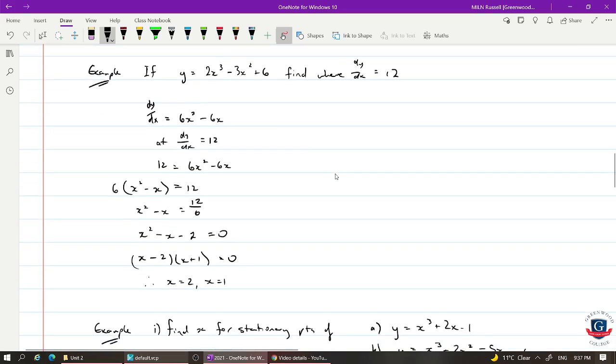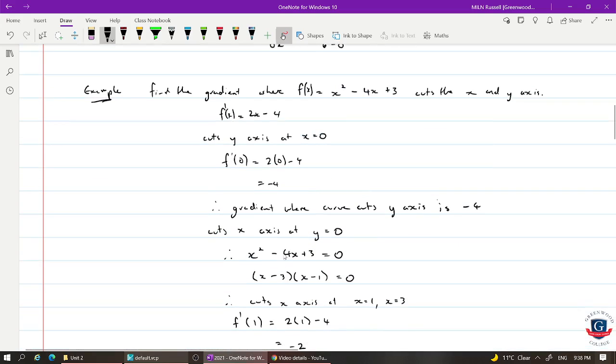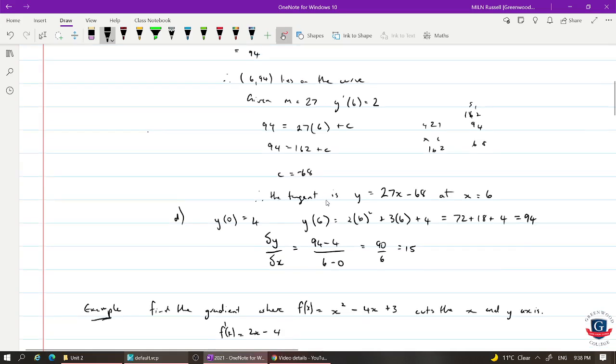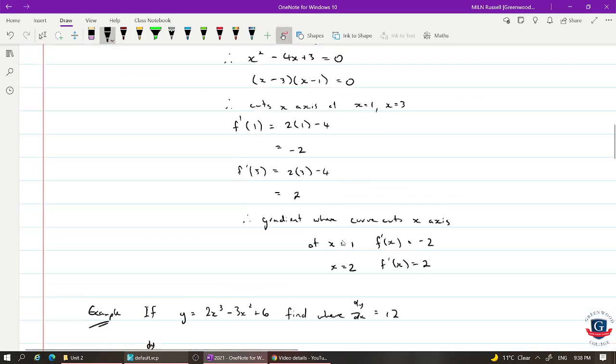Third one. This time, given this equation, find out where the gradient's 12. So first we need to find the equation for the gradient, for the first derivative. 6x squared takes 6x, that becomes 0. At dy/dx equals 12, substitute it into here. Now note, if they've listed dy/dx here, I've used it here. If they've used f(x), I've used f prime of x. If they've used y, I've used y prime. So you keep the notation the same, in the same format that's been given in the question.